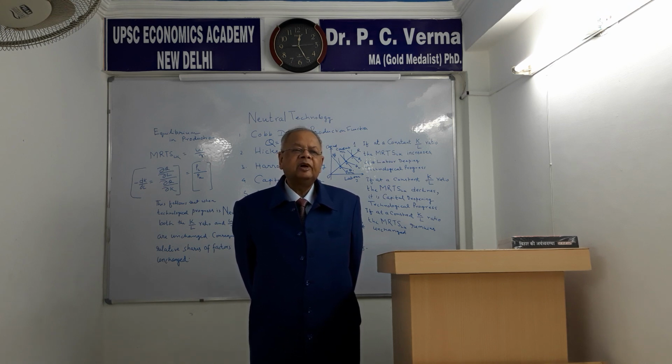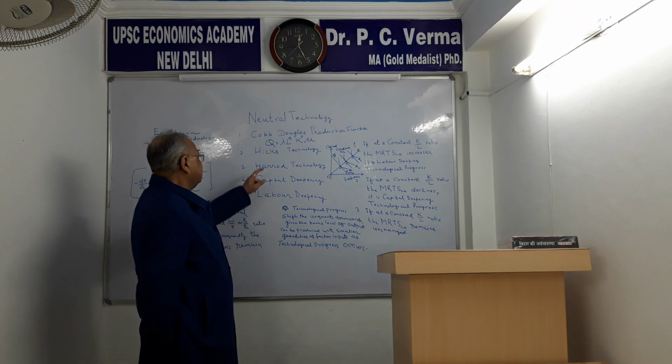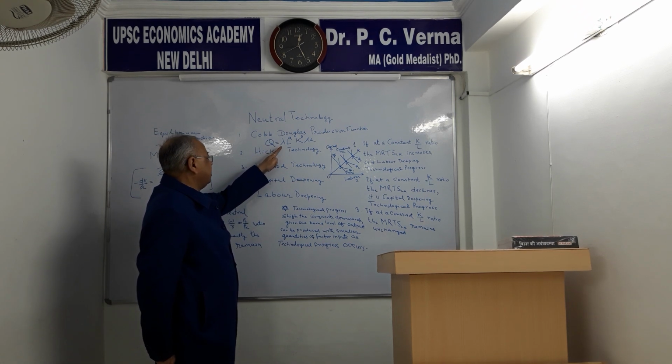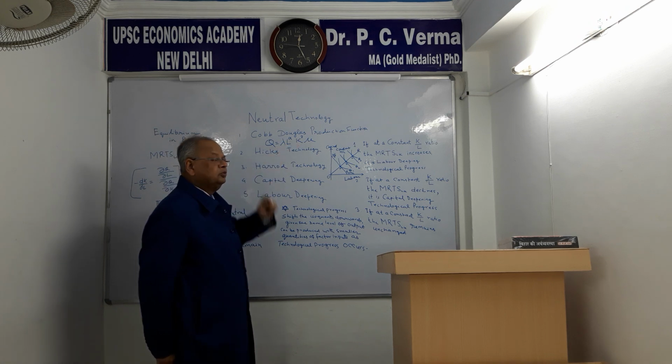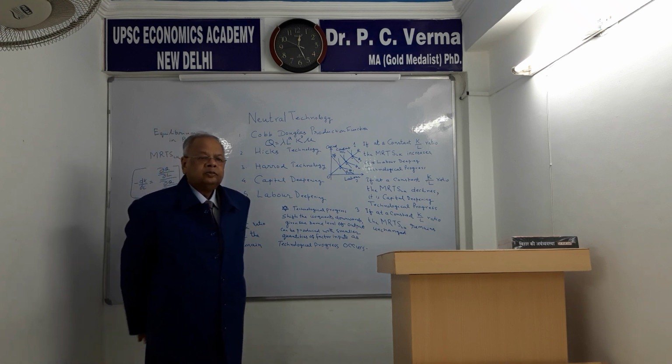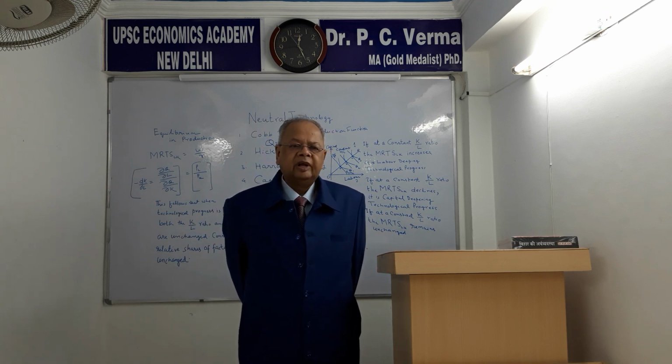If production is denoted by Q, labor by L, capital by K, lambda denotes technology, alpha the elasticity of labor, beta the elasticity of capital, and mu the random disturbance, then the Cobb-Douglas production function will be, as written here, Q equals lambda L to the power alpha K to the power beta mu. This is a non-linear production function.